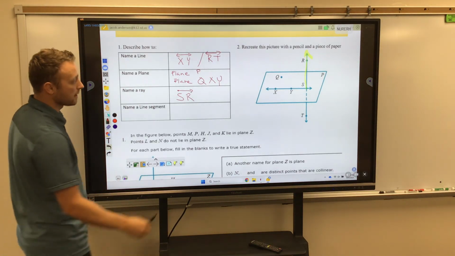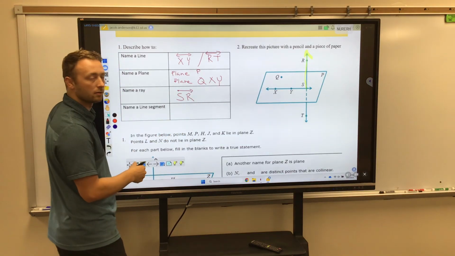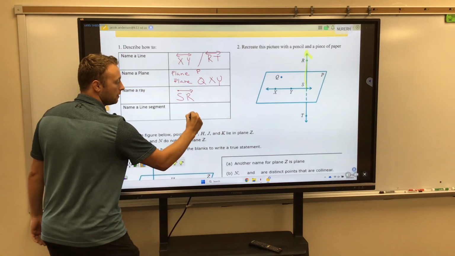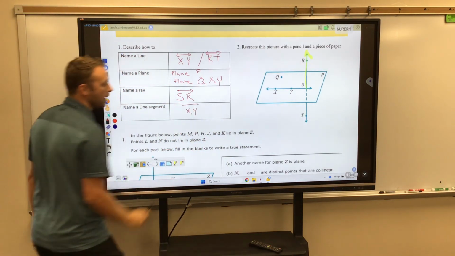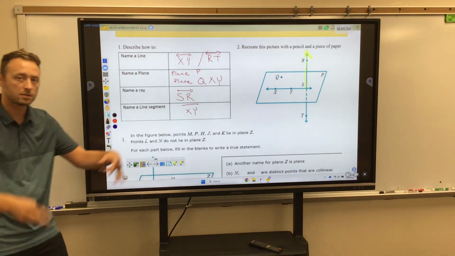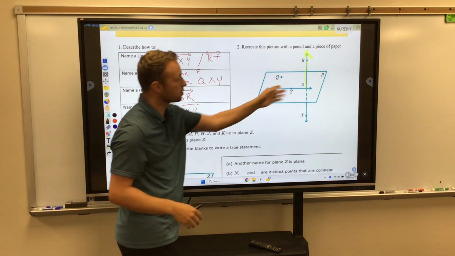Going on to a line segment. A line segment has a starting point and an end point. I'm seeing a really easy one to write there. Even though this is a full line, I can say a part of that line would be from X to Y. I don't put my arrows on the end of it because I'm not talking about a line now. I'm talking about just the segment from X to Y. It's a portion of a line.